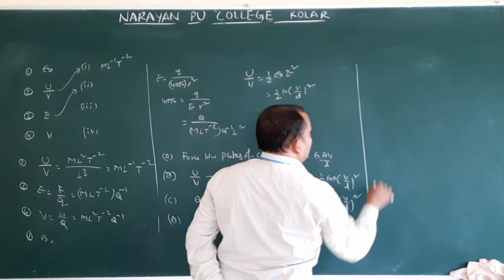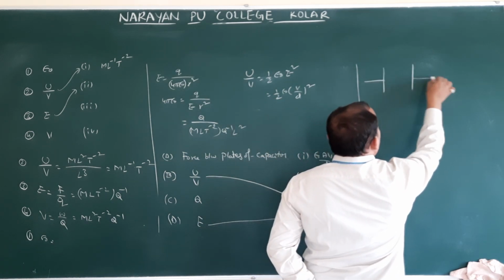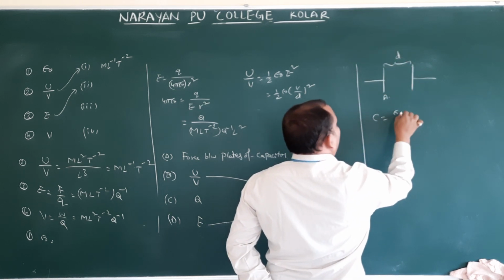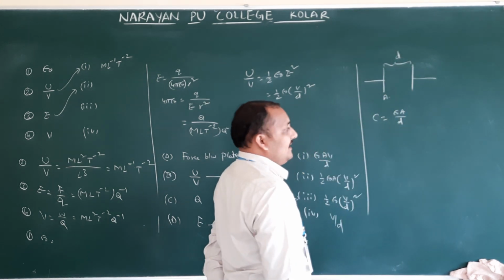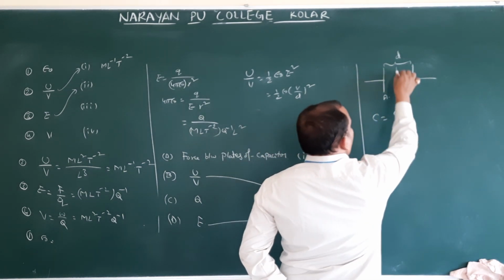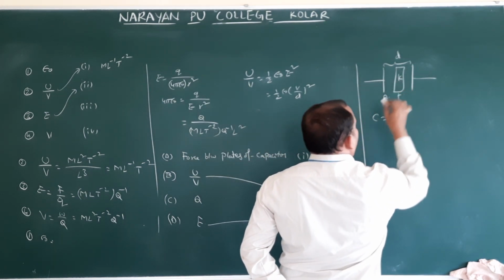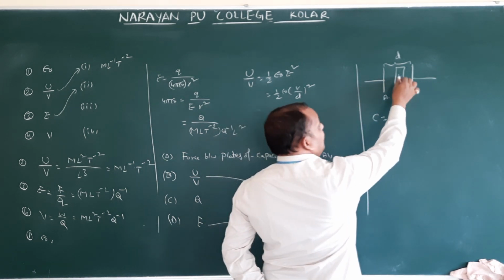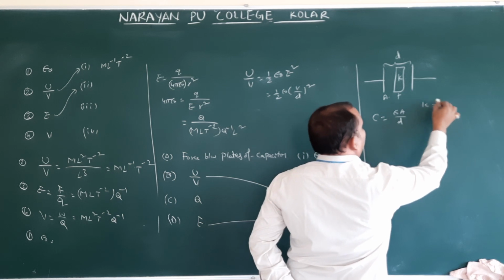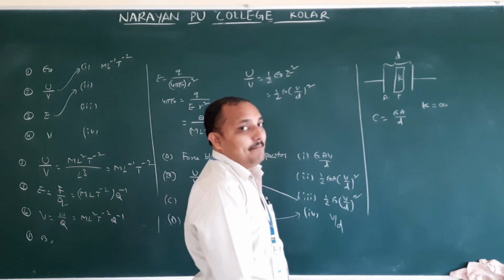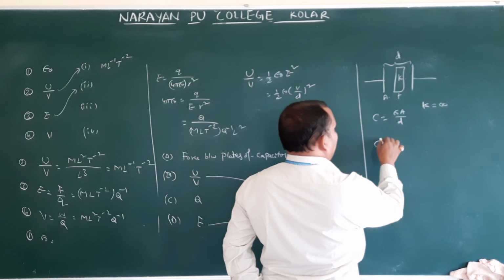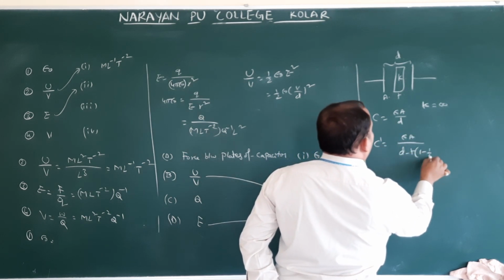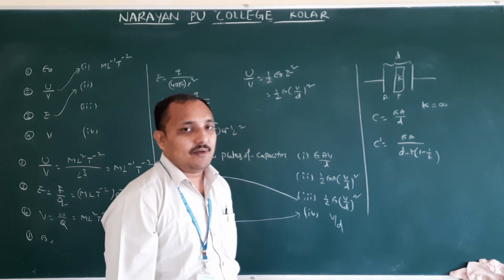So this is the capacitor. This concept we discussed. With separation D, area A, what is the formula? Epsilon naught A by D. So if it is filled with a dielectric of constant K with thickness t. Here it is metal, therefore K value is infinity. Therefore, what is the formula? C dash equals epsilon naught A by D minus t into 1 minus 1 by K. Do you remember this formula?